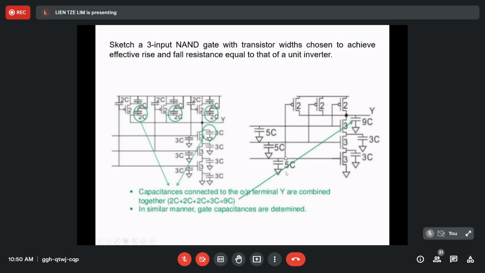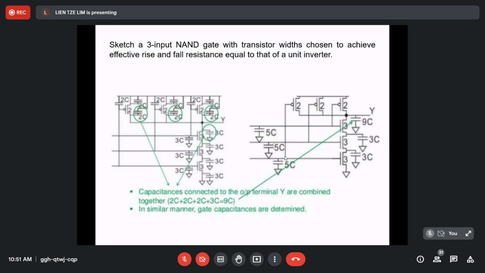We lump some of the gate capacitance together, and also some of the capacitance at the output. How to lump it? You see here, this is the 5C. There is a 5C at the gate of the PMOS and NMOS. How to get this 5C? The gate capacitance of the PMOS is 2C, and for the NMOS, the gate capacitance is 3C. So 2C and 3C add up together to be 5C. So for each of the transistors here, the lumped capacitance will be 5C.